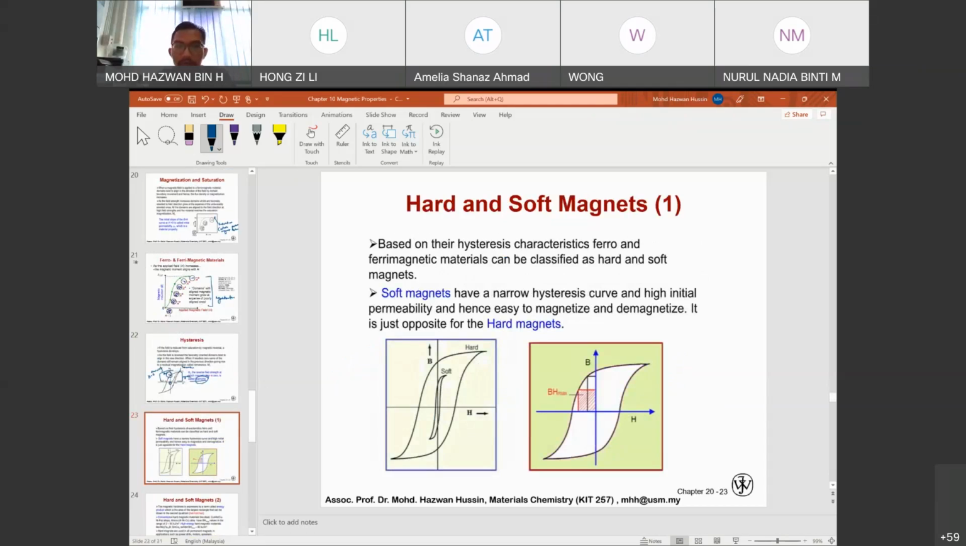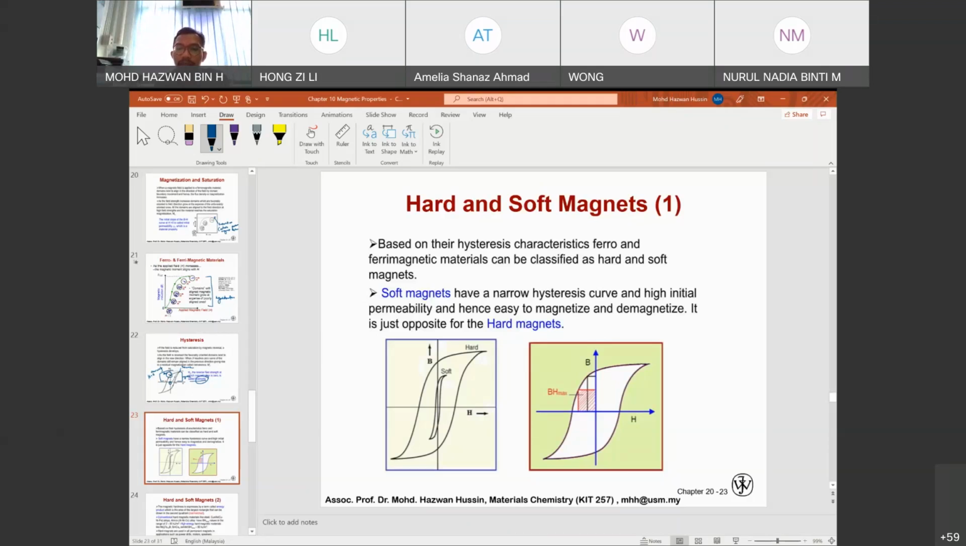Very quickly, hard and soft magnets. To differentiate them, hard magnets are normally produced from materials with very strong permanent magnetic properties, and therefore the hysteresis is bigger compared to a soft magnet. Soft magnets are materials with temporary magnetic properties, so obviously they have a narrow hysteresis curve compared to hard magnets, because the remanence and coercivity profiles are very different between these materials.